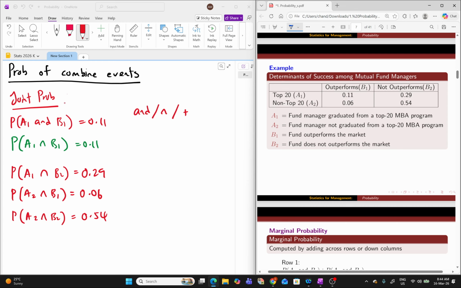And what is the name of this probability? Joint probability. If you see a table, in the table they already give you the probability. That is basically your joint probability between this variable and this variable, this variable and this variable, something like that. Okay. Now that is the idea of joint probability.